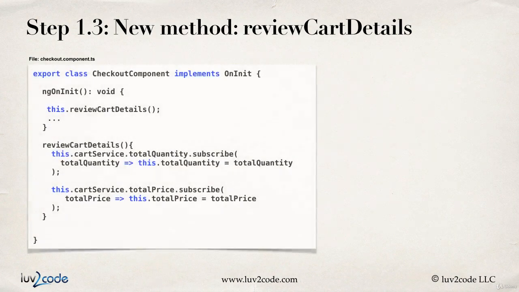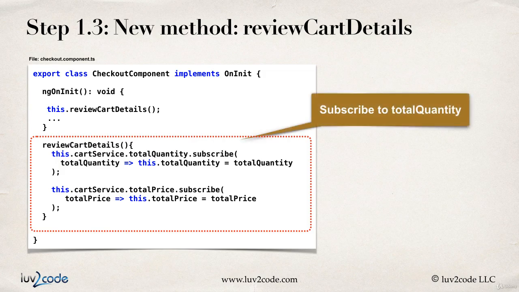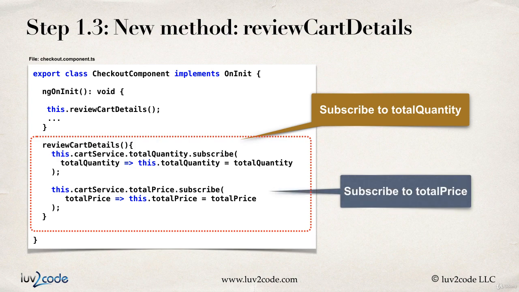And then in step 1.3, we actually write the code for the new method, reviewCartDetails. So here's this new method. And all we're doing here is really just subscribing. We subscribe to the total quantity. And then we also subscribe to the total price. So we have 2 subscriptions set up to listen to events off of those 2 different subjects.